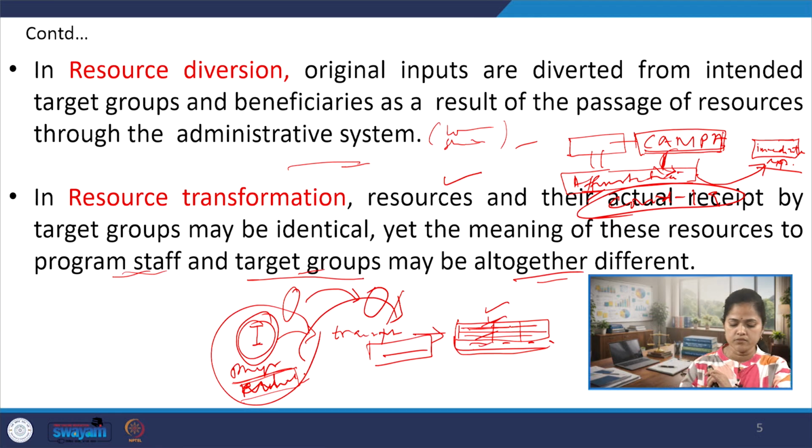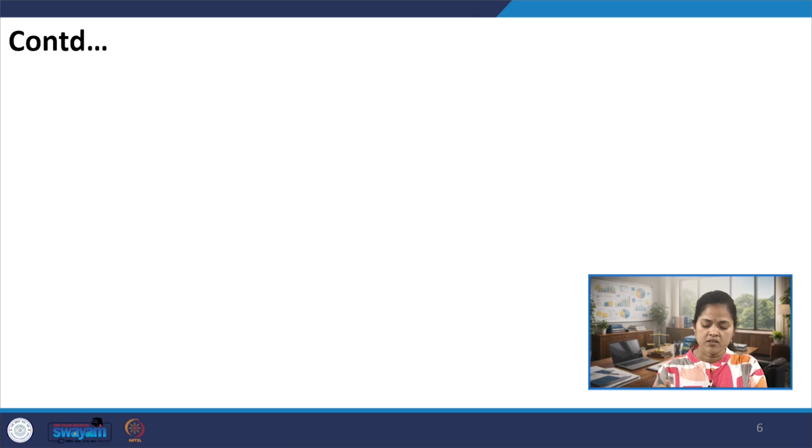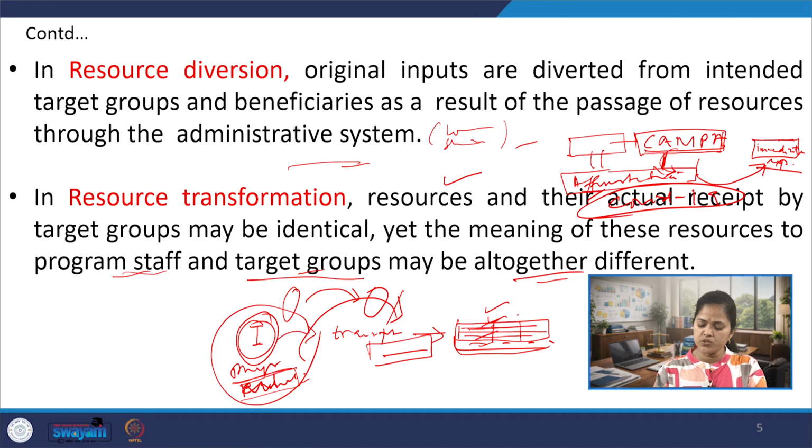Okay, so that is the reason we can say that this resource transformation also needs to be monitored, and this monitoring happens through social audit. If the meaning of these resources becomes different for different persons, then the resources may have been transformed in such a way that it changes their impact on the beneficiaries. So you can think about how the resources now being utilized or made available to these beneficiaries would be in a different form.